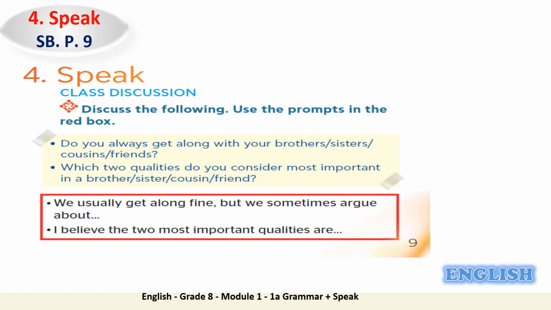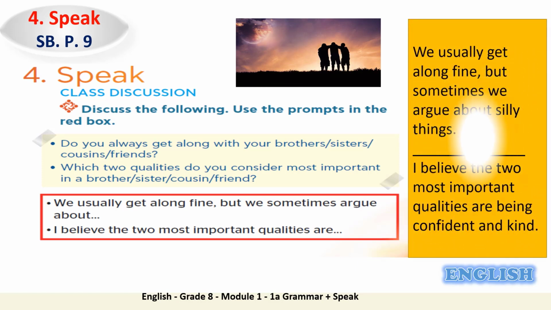We've got here a sample answer. You need to discuss and practice that. First question answer, you can say, we usually get along fine, but sometimes we argue about silly things. For the second question, I believe the two most important qualities are being confident and kind. You can say also helpful. Excellent, guys. Practice this more and more, please.